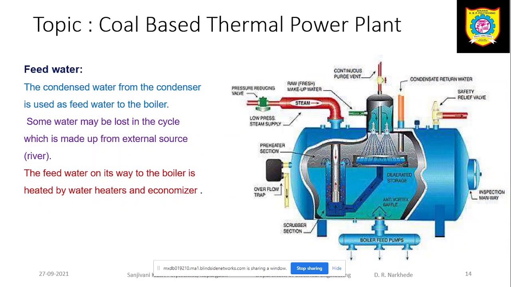Then the feed water system. Basically, the water required by the boiler of the power plant, the system that supplies that water is called the feed water system. The condensed water from the condenser is used as feed water to the boiler. The steam that came out of the turbine, we condensed it, and after condensing it became water. So to give it to the boiler again, we use the feed water system.